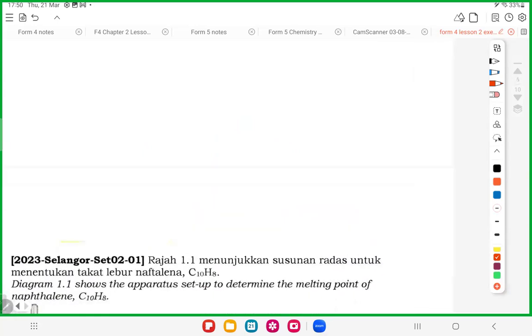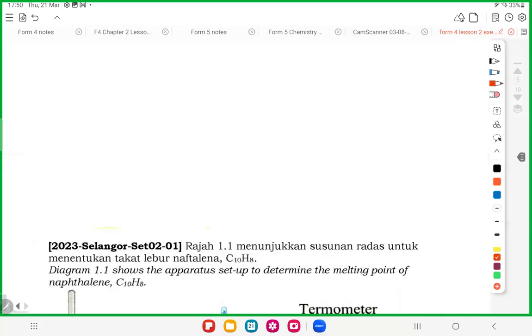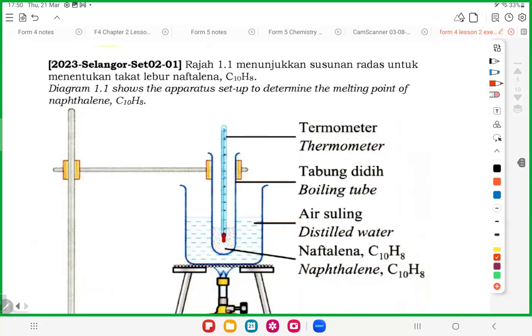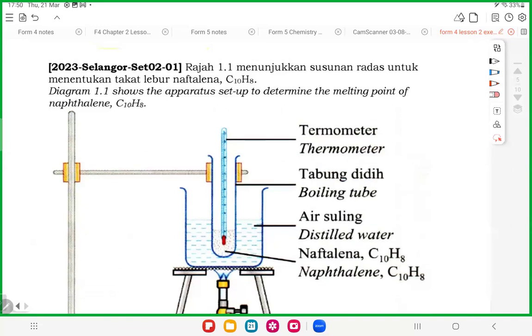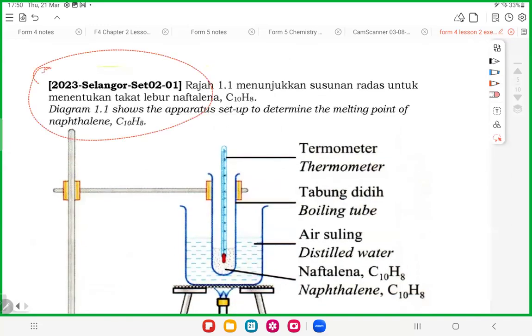That's why you have to start doing exercises as soon as possible, to strengthen your understanding. Okay, come, let's start. This is the first question. This question is coming from the 2023 Selangor trial exam paper.